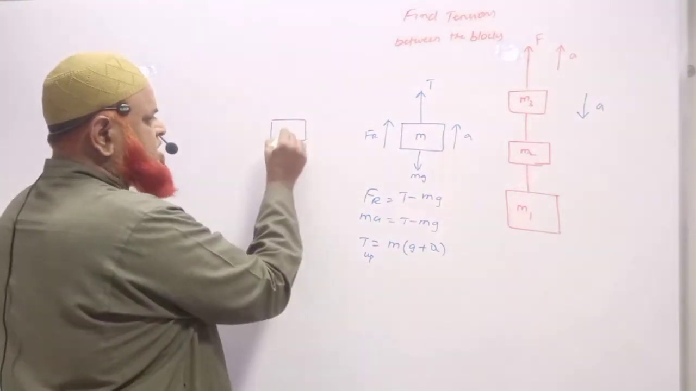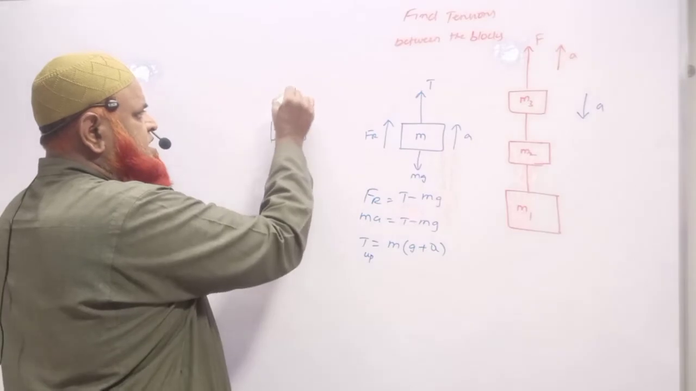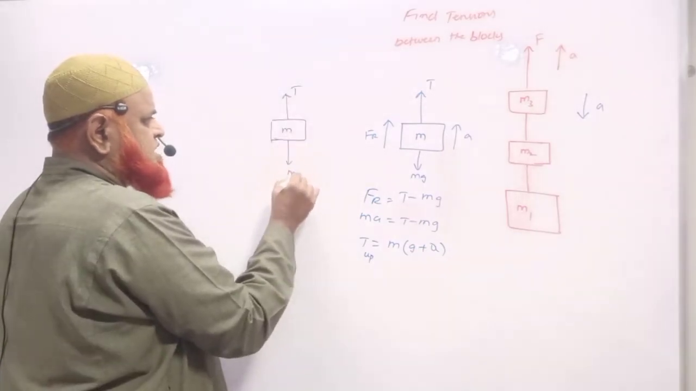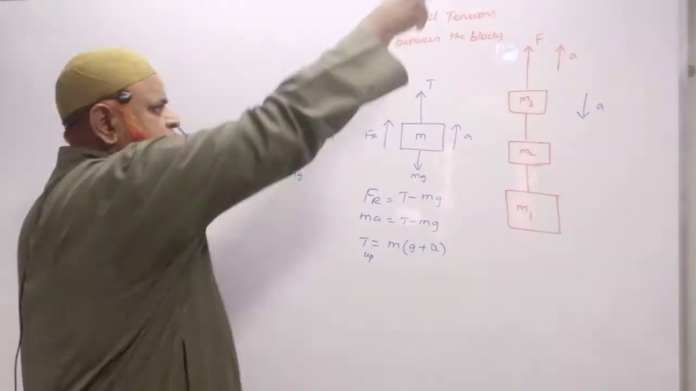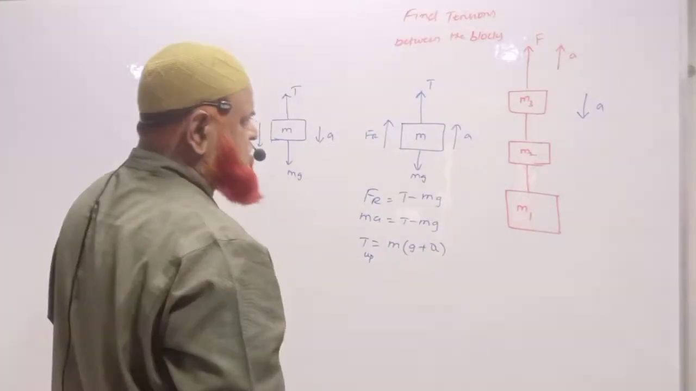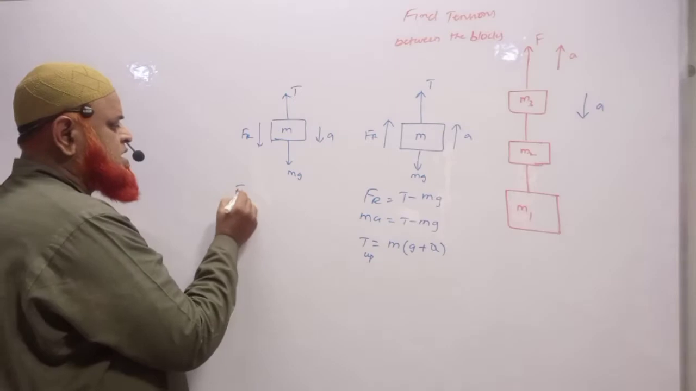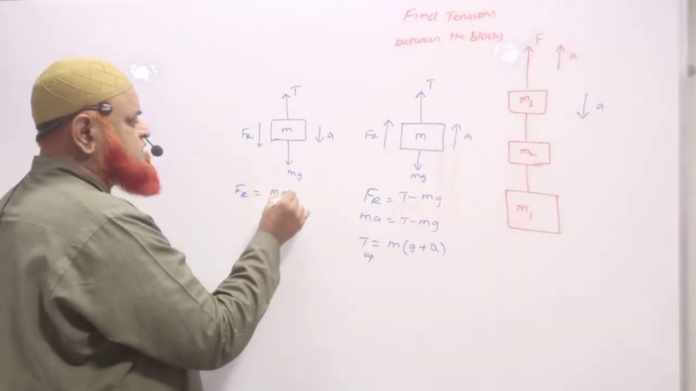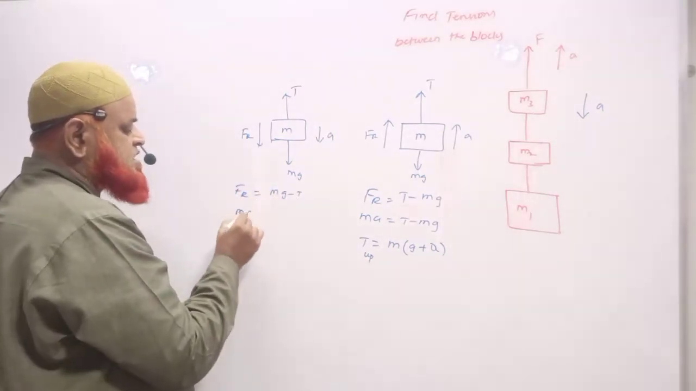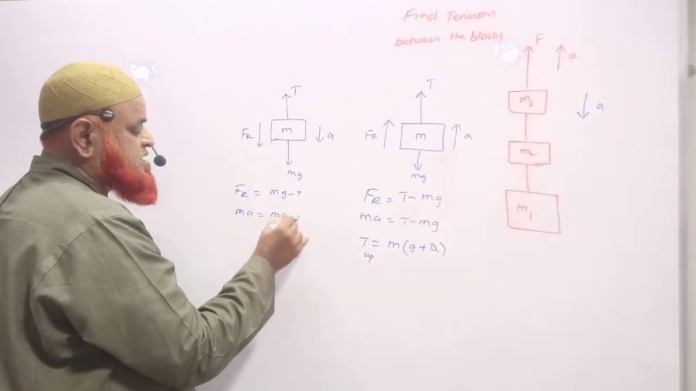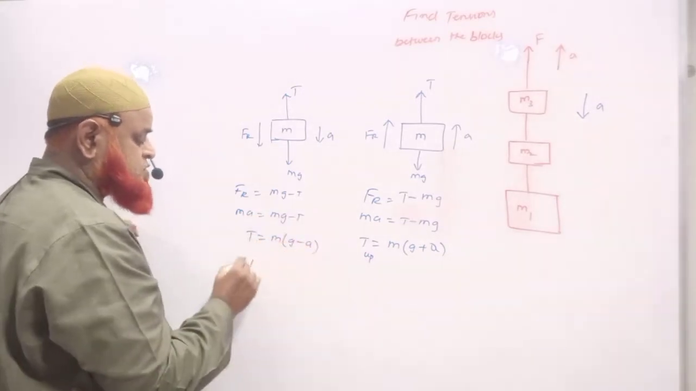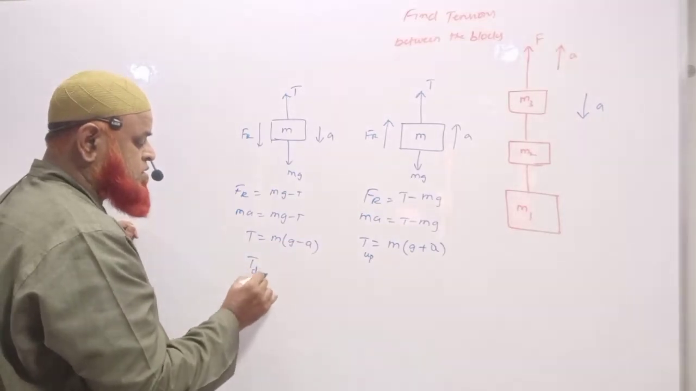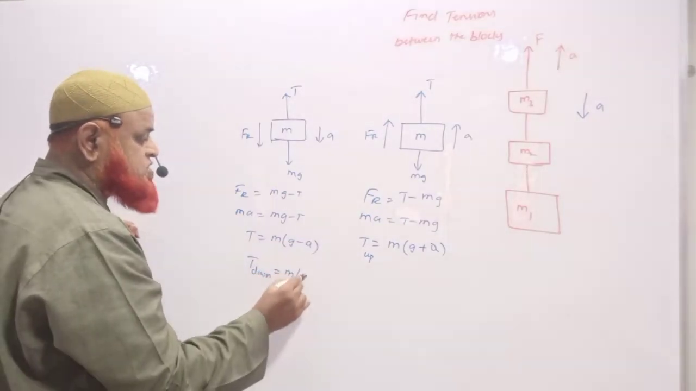I have taken a block M. Tension is acting upwards, mg is acting downwards, acceleration is down, resultant force also down, because you are dropping these three downwards now like this. Then what happens? Here the resultant force is going to become mg minus T, and this is ma, which is equal to mg minus T. Therefore T is going to become m into g minus a. So tension down is equal to m into g minus a.